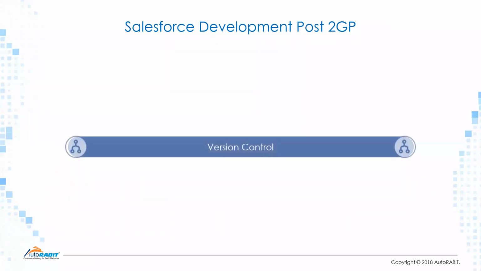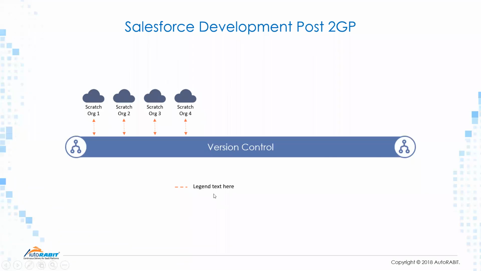So post the 2GP, as I was saying, scratch orgs would be used by the version control in order to create your packaging. I'm sorry, the legend text here should say push and pull, source push and pull. From the version control, packages are sent directly to your environments, let it be integration, QA, UAT, or prod. So there's nothing coming back to the version control. Everything would be driven in entirety by the source itself.